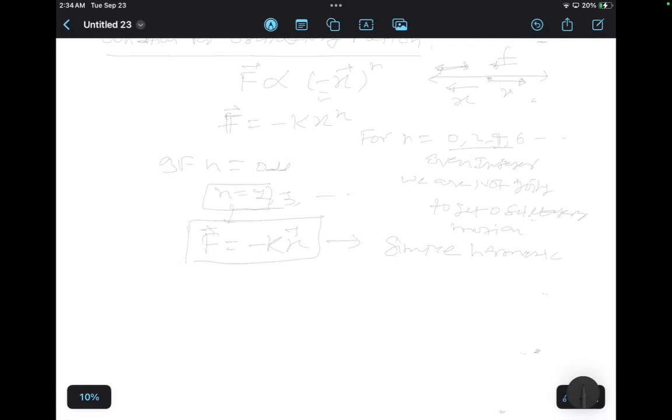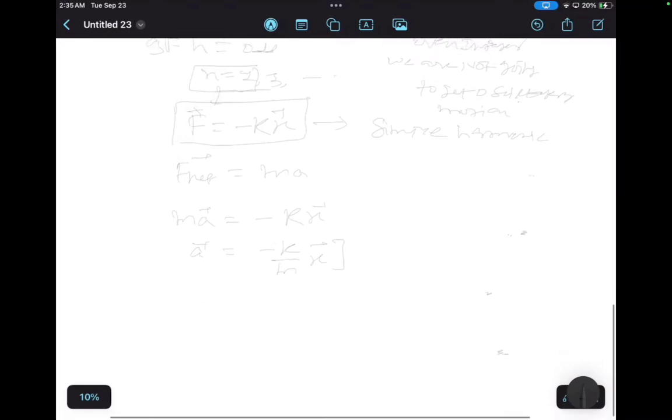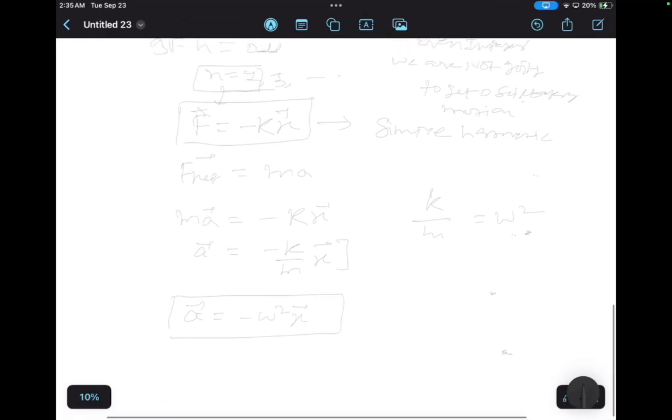And we know that from here we can define acceleration also. From Newton's law, the net force acting on the system is mass times acceleration. So we can write this net force as mass times acceleration, and this is nothing but minus kx. So from here we can say that acceleration is minus k upon m times x. k is constant, m is also constant, so we can replace k upon m by a constant known as omega square. So acceleration is nothing but minus omega square x. So what we see is that the acceleration is linearly dependent upon position.